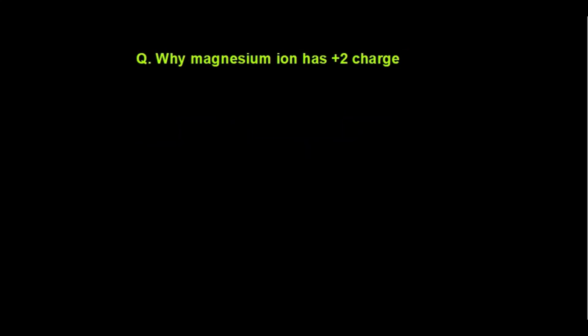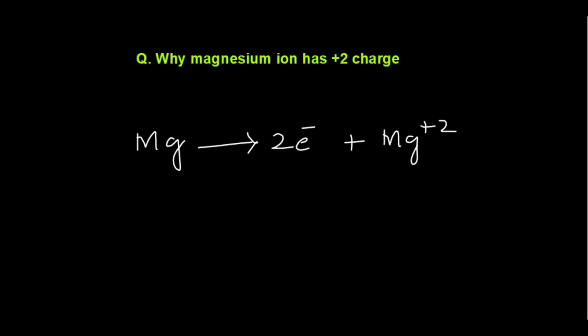Now we'll see the next question. Why does the magnesium ion have +2 charge? Now we will solve this question. Magnesium usually in a chemical reaction loses 2 electrons and changes to Mg2+. Since magnesium loses 2 electrons in a chemical reaction, it will attain +2 charge. The +2 charge is due to the loss of 2 electrons. That's why the magnesium ion has +2 charge. I hope this is clear.